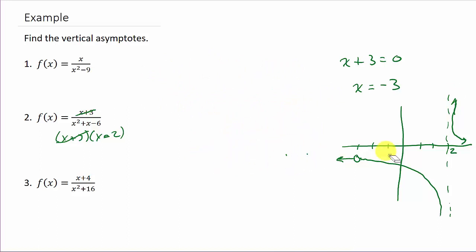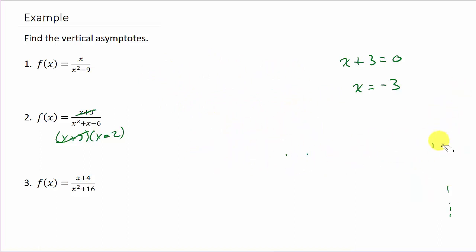So let's look at the last one. Sorry about that mess up there.